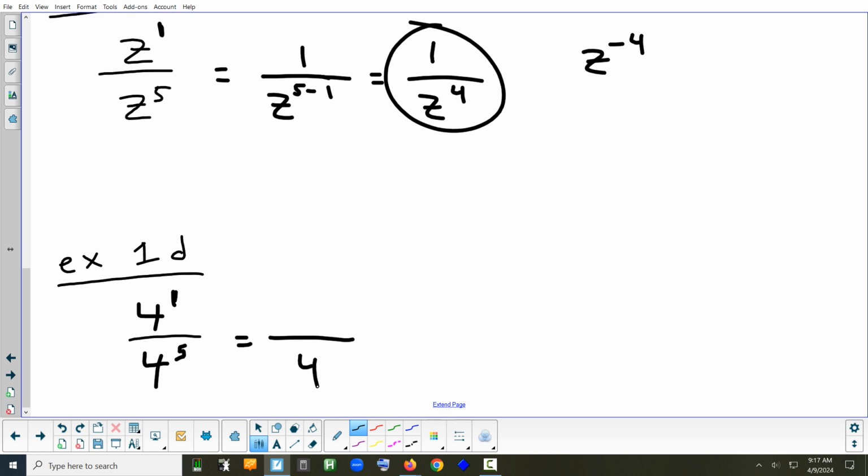The exponent on the bottom is big. Right, there are more 4s in the bottom. There's 5 of them. There's only 1 in the top. So wherever the bigger exponent is, that's where the base goes. Okay, so it's going to be a 4. Now the exponent, what operation do we use when we're doing division? We take these two exponents and subtract. Yep, we're going to subtract them.